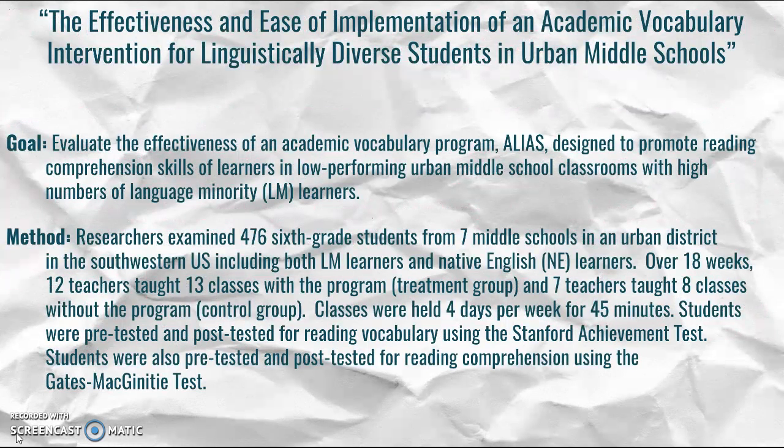A second study used to support the recommendation was conducted in response to this previous study. This study is titled "The Effectiveness and Ease of Implementation of an Academic Vocabulary Intervention for Linguistically Diverse Students in Urban Middle Schools." Like the previous study, the researchers recognized the reciprocal relationship between vocabulary and reading comprehension. Their goal was to evaluate the effectiveness of an academic vocabulary program designed to promote reading comprehension skills in low-performing urban middle schools. These classrooms had high numbers of language minority learners.